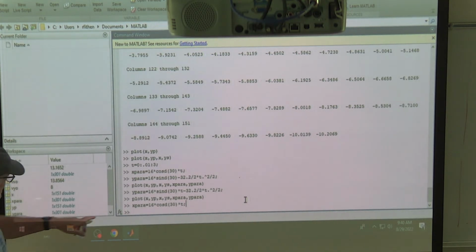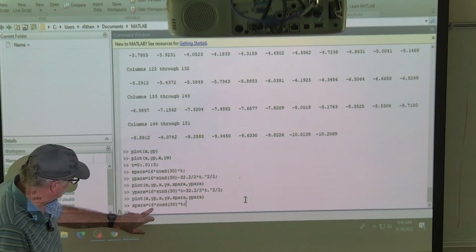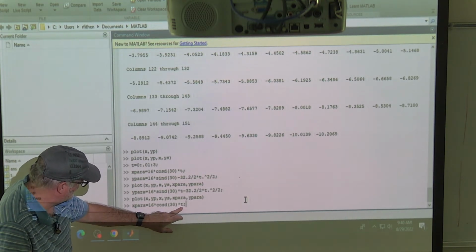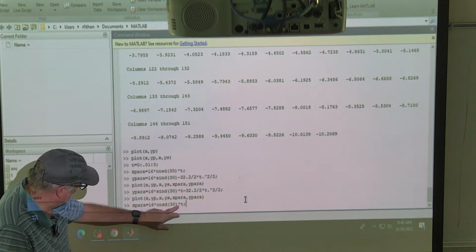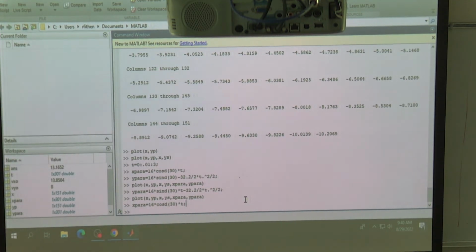Okay, so what did I do wrong? Or did I do anything wrong? 16 cosine of 30 times t. That's the parametric version of x. I don't think I did anything wrong there.